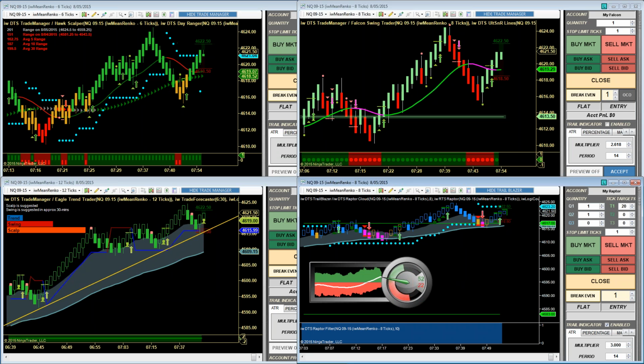Oh, Arlen's asking, what about the Raptor? The Raptor draws a lot from the Falcon, so we would use a $100 profit target in the Falcon, or pardon me, in the Raptor also. That would be our high probability target there.